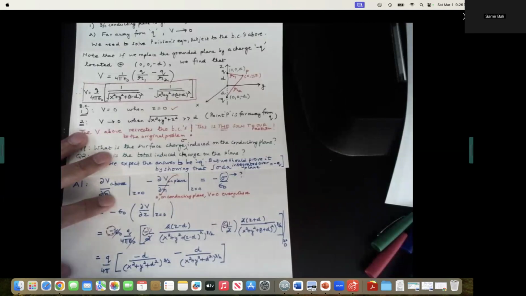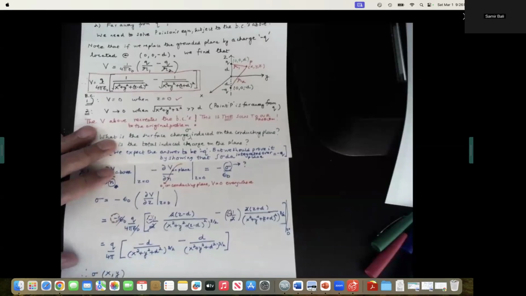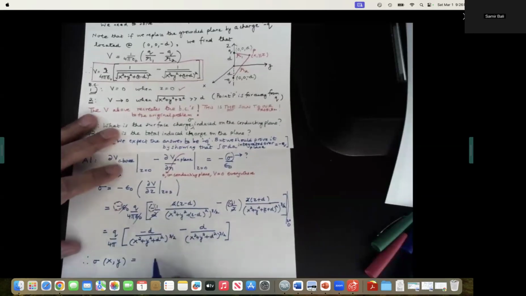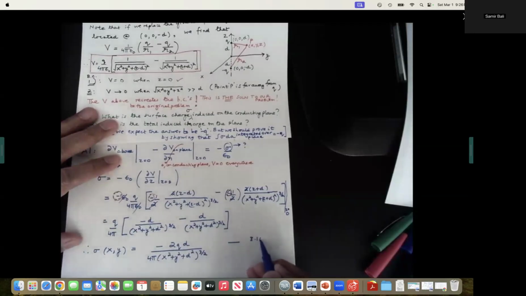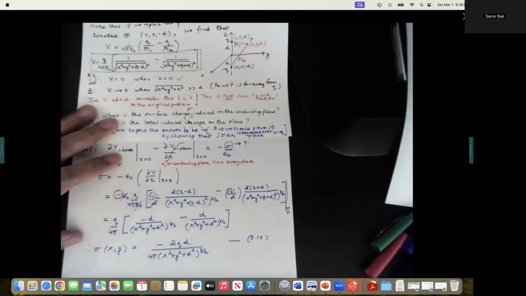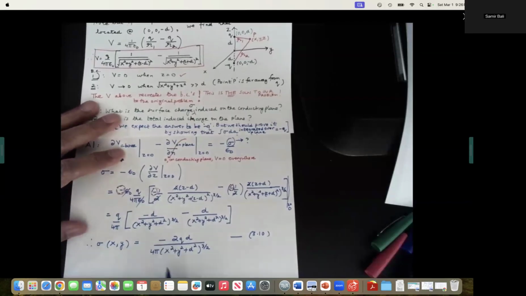Okay, so that means that sigma, therefore, is a function of x and y. It has an xy dependence, and it's equal to minus, this is a 2d, right? And so 2d, the 2 with the 4, well, let me just write it out. So minus 2qd divided by 4 pi times x squared plus y squared plus d squared to the 3 by 2. Okay, and so this is equation 3.10 in the book. And there's your surface charge density. It's a function of x and y. Okay, and of course it depends on d.